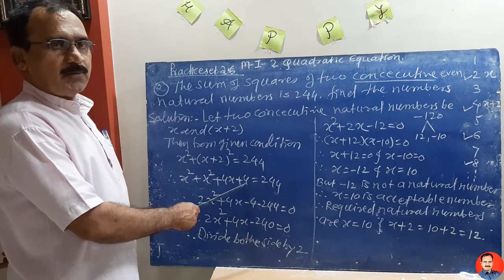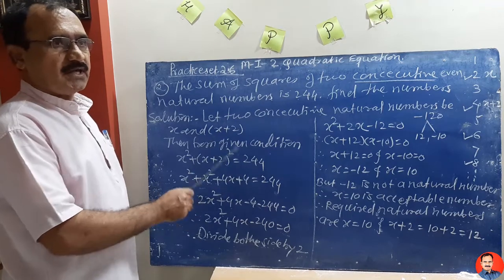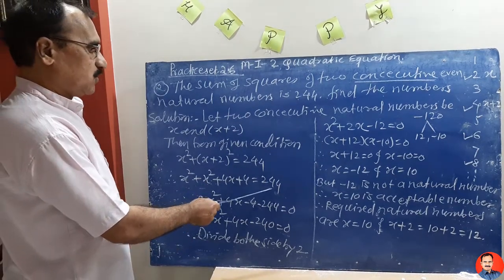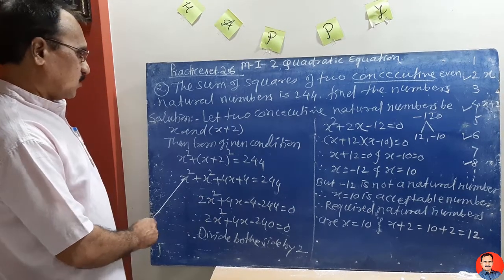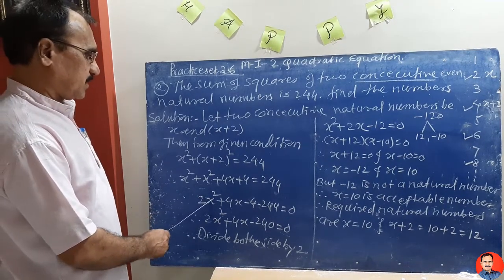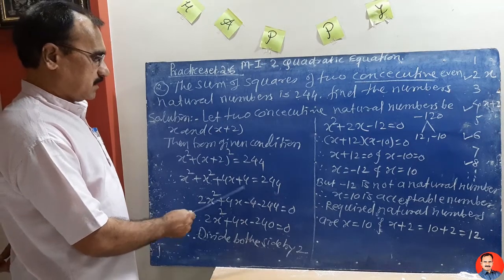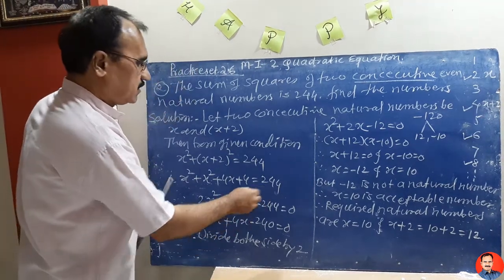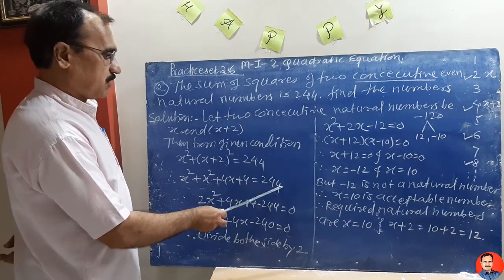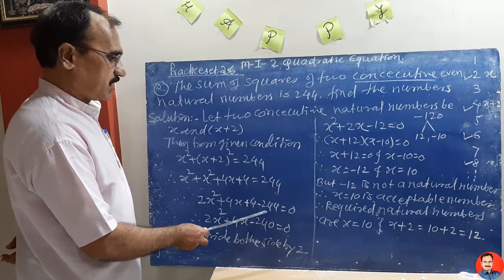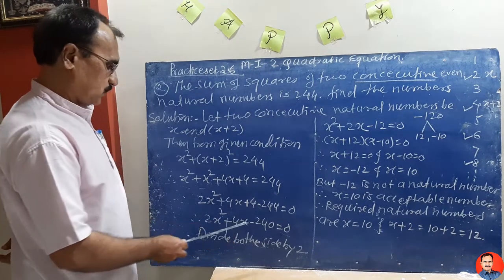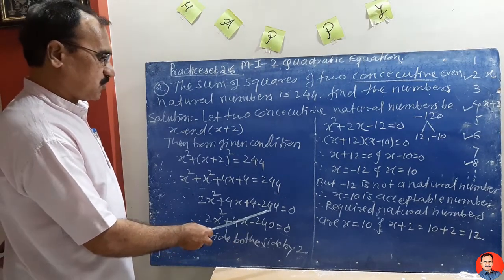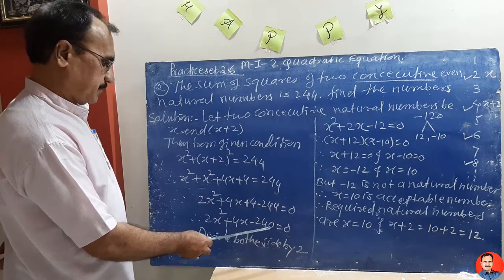You know students, (a+b)² is equal to a² + 2ab + b², is equal to 244 as it is. Now x² + x² is 2x², plus 4x as it is, plus 4 as it is, and 244 taken on this side becomes minus 244 is equal to 0. Now 2x² + 4x + 4 minus 244 is minus 240.